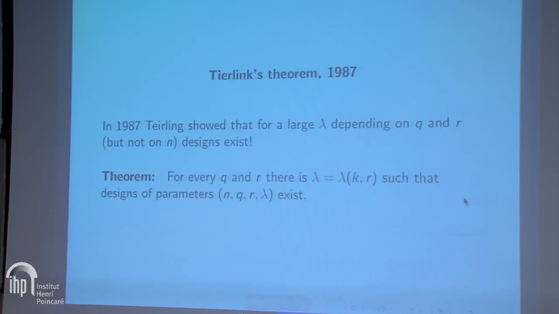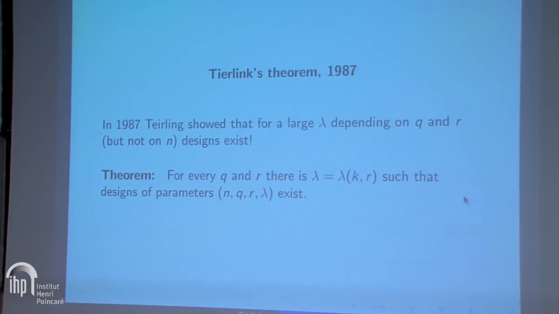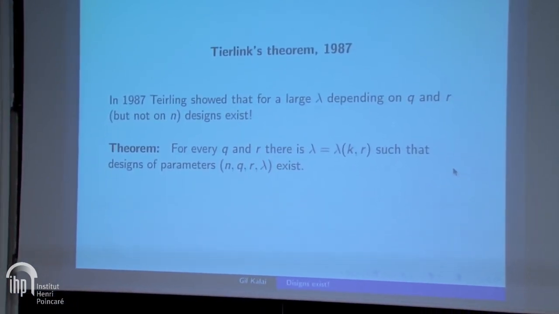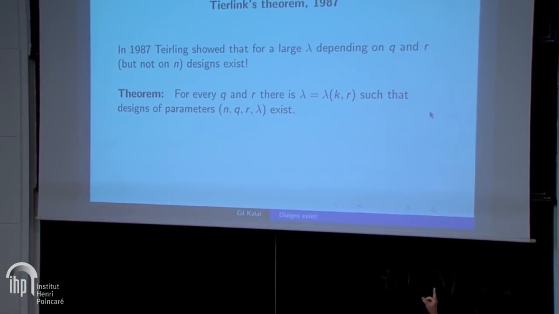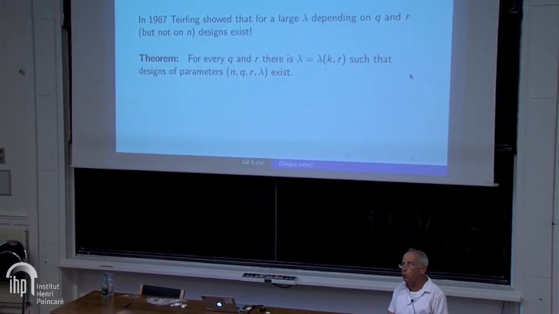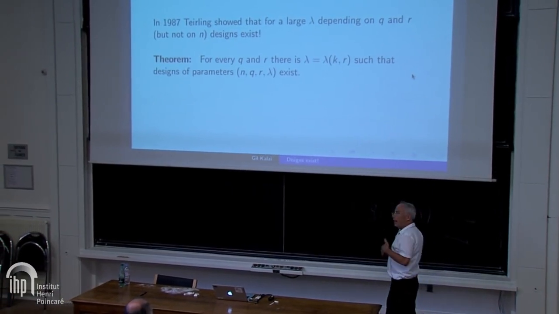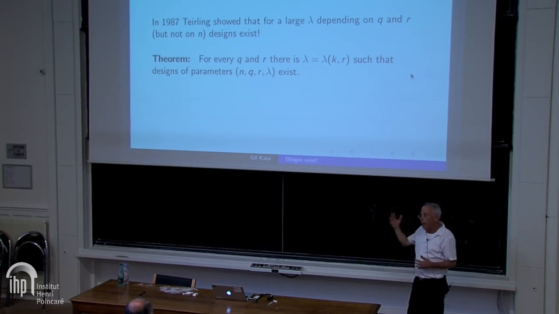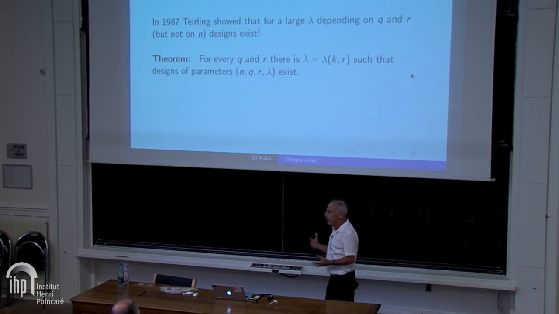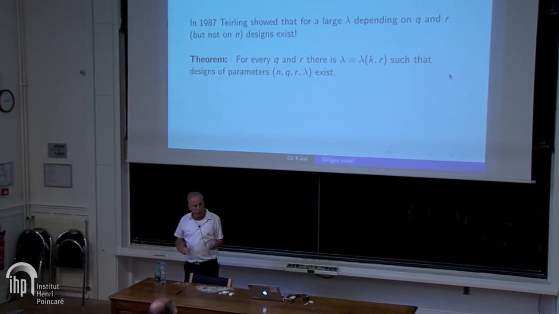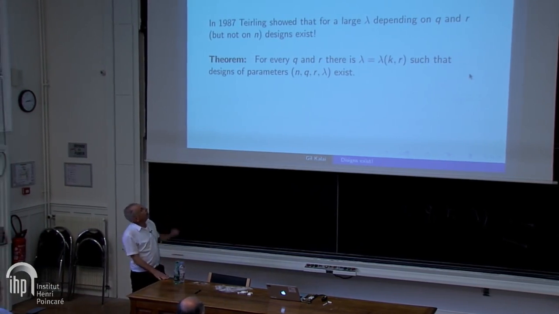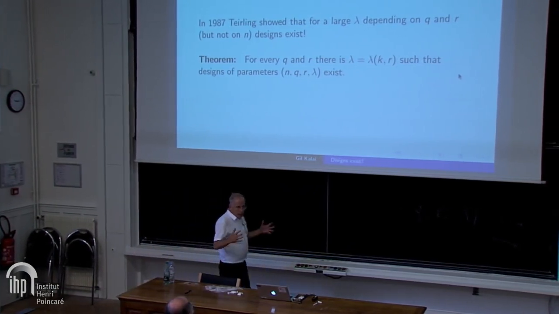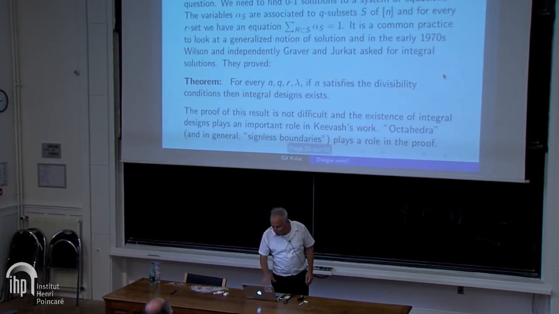And in 1987, Teirlink proved that design exists if you allow lambda to be large. So lambda is the number of times every set of size R is included in a set of size Q. If you allow lambda to be large, then you can build this design. Lambda can be very large depending on K and R, but it's independent from N. And this is a very beautiful result. It is based on sort of classical ideas that people use to build designs, very complicated and ingenious combinatorial inductive arguments moving from one set of parameters to the others, from one end to the other, and eventually it leads to these structures. This is a very beautiful piece of work.